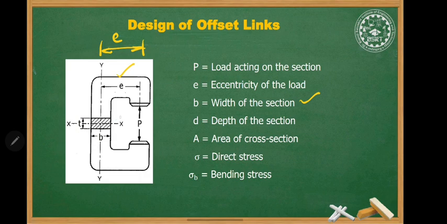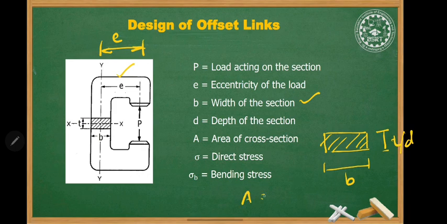Here the section shown is a rectangular section. For a rectangular section, this is width and this is thickness, or you can treat it as depth. Next, A is equal to area of cross section. For a rectangular section, A is nothing but width multiplied by thickness. Sigma is equal to direct stress and sigma B is equal to bending stress.